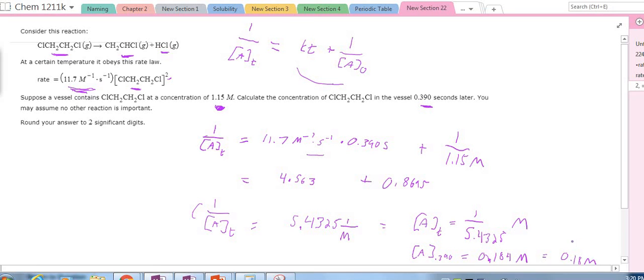0.18 molar. So again, just write down the right rate law. Understand that this is second order kinetics. Write down the correct integrated rate law and do the algebra. You should be able to get these done pretty easily.